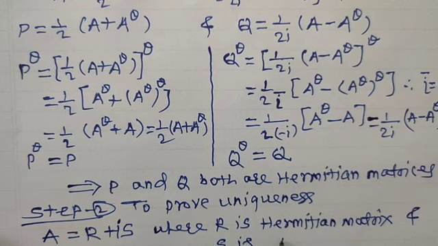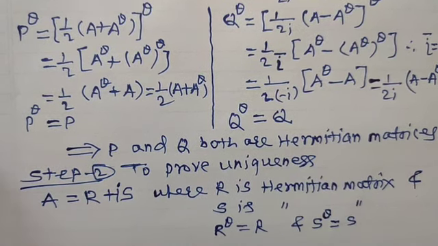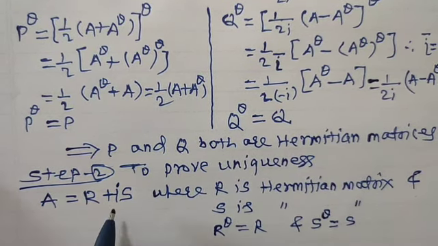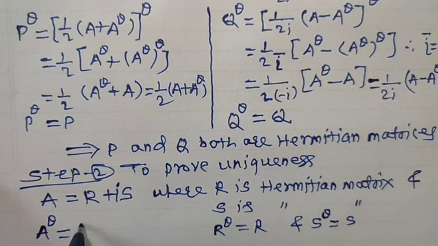R is Hermitian matrix, this implies R theta is equal to R, and S is Hermitian matrix, this implies S theta is equal to S. Okay. Now A is R plus iS. Then conjugate transpose of A is equal to conjugate transpose of R plus iS.